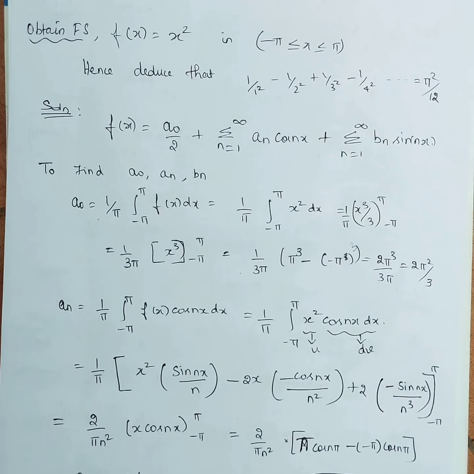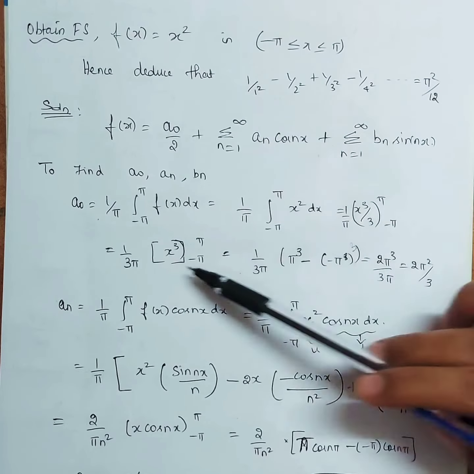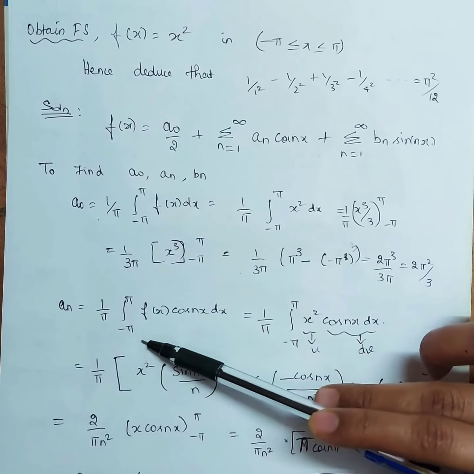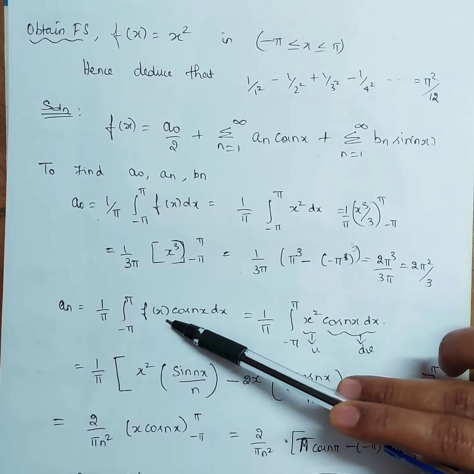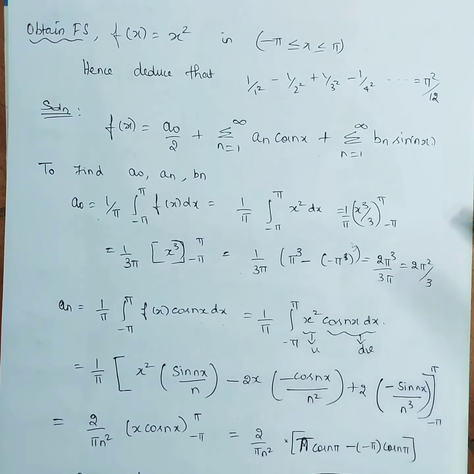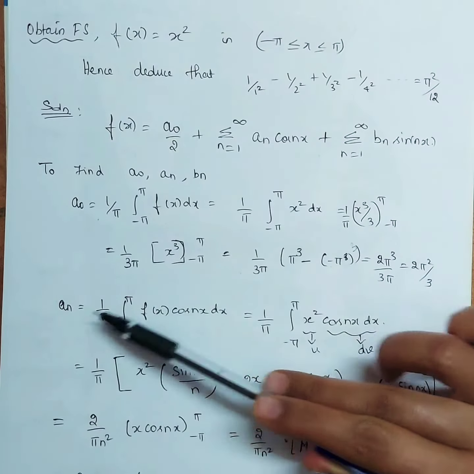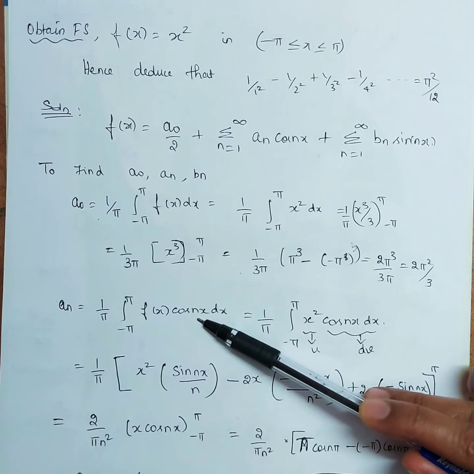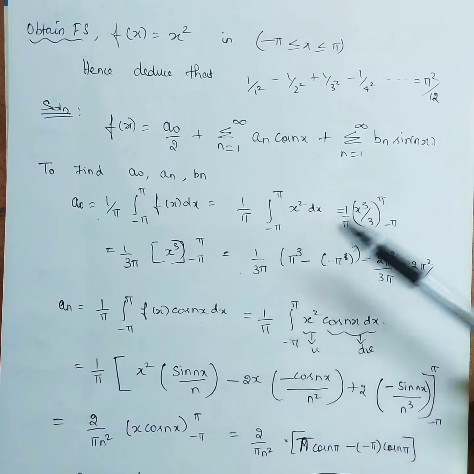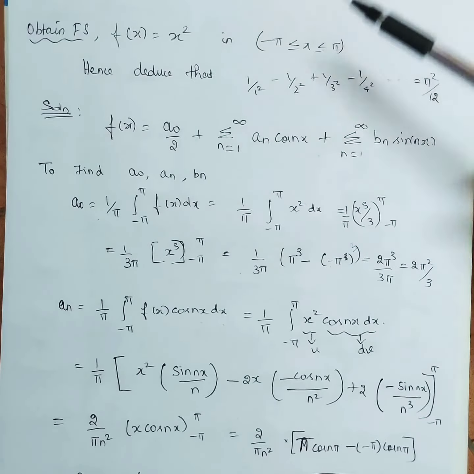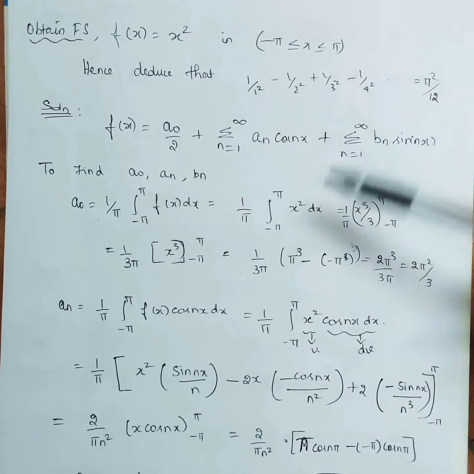Now let's go for an. What is the formula for an? 1 by pi integral minus pi to pi f of x cos nx dx. This is the formula. Always for an, cos term will come. For bn, sin term will come. If the same problem is in the interval 0 to 2 pi, what we will do?